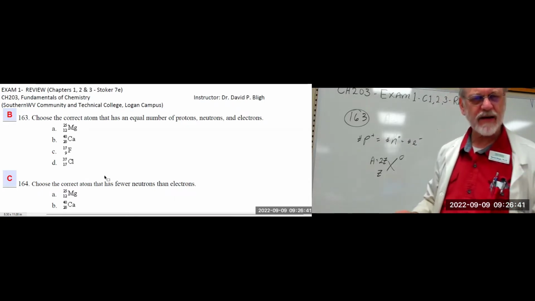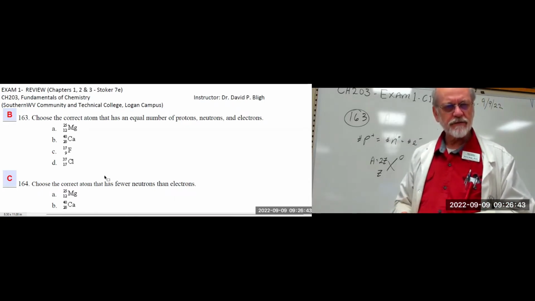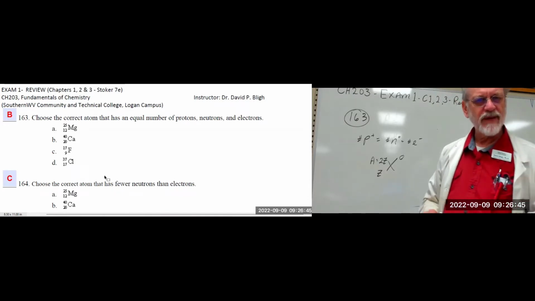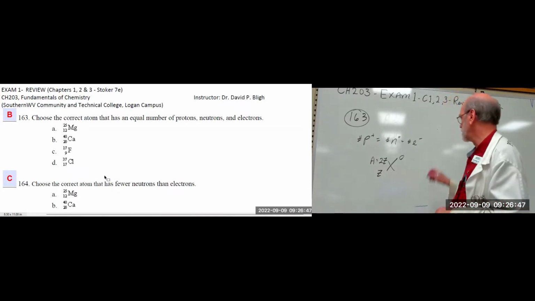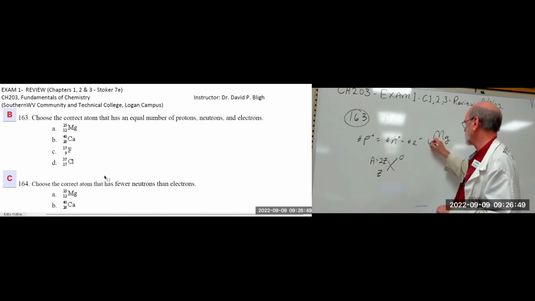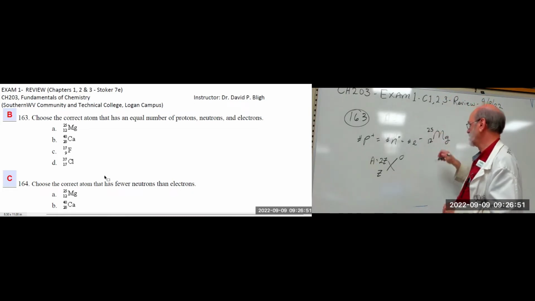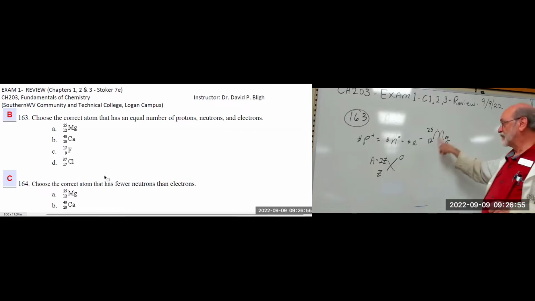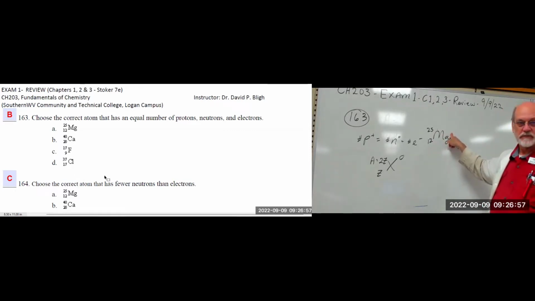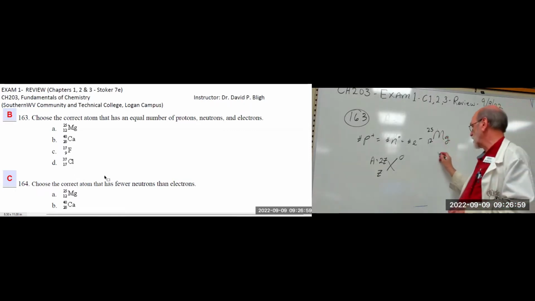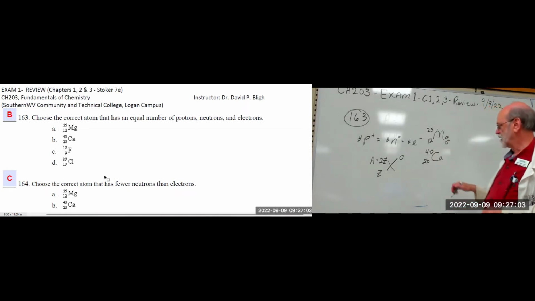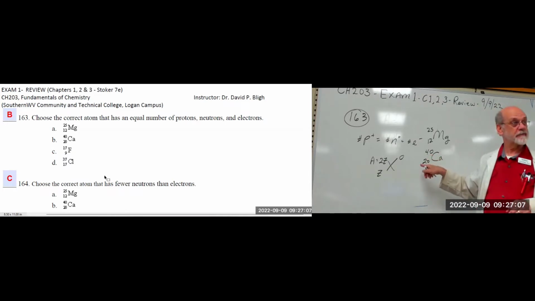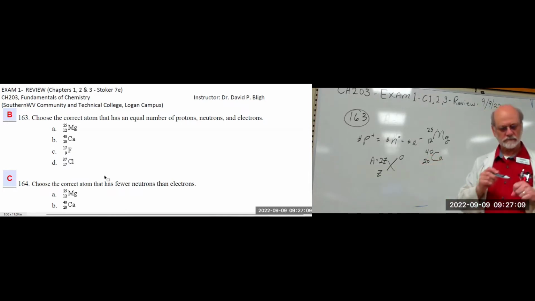So which one satisfies? Let's see, the first one is magnesium 12, 25. 25 is not double 12, right? But it is neutral. We still don't have the right one. How about this one? Calcium 20, 40. It's neutral, Z is 20, and A is 2 times Z. Okay, we found our answer.